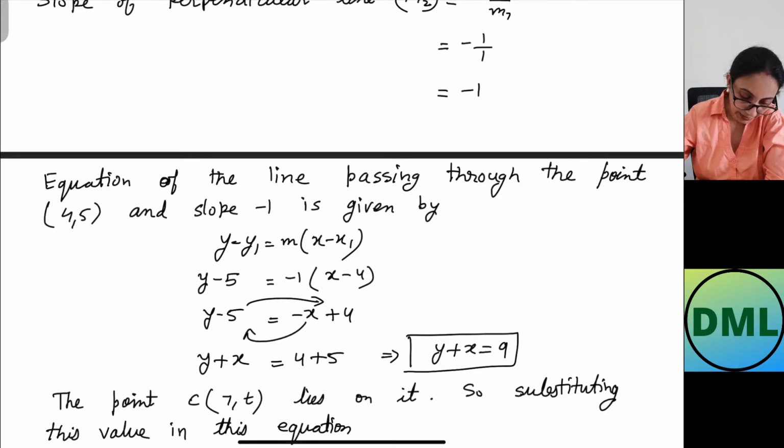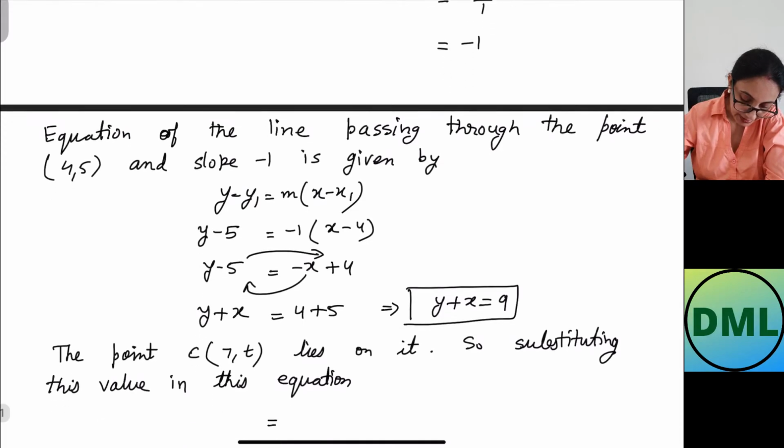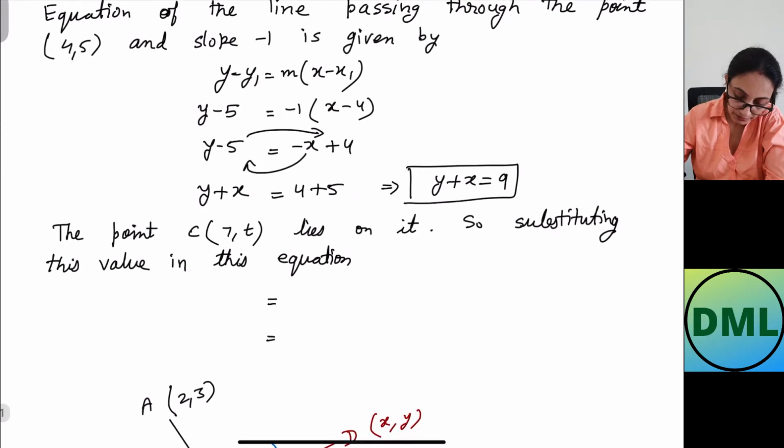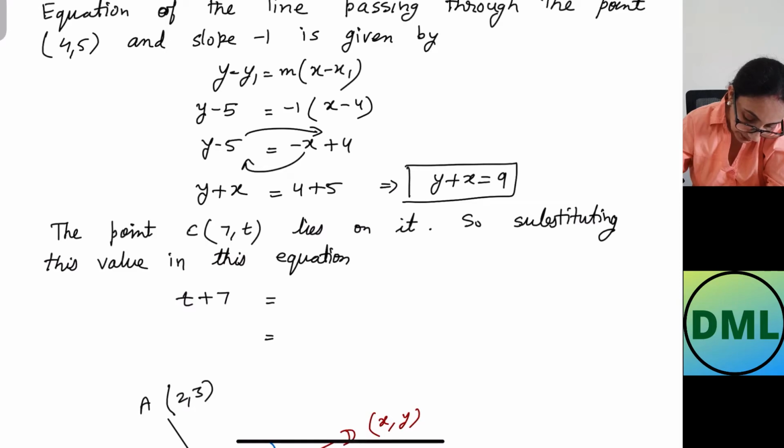Now, the point C (7, t) lies on it. So substituting this value in this equation, it will be t plus 7 equal to 9. Move this 7 on right hand side. It will be t is equal to 9 minus 7. So t is equal to 2.